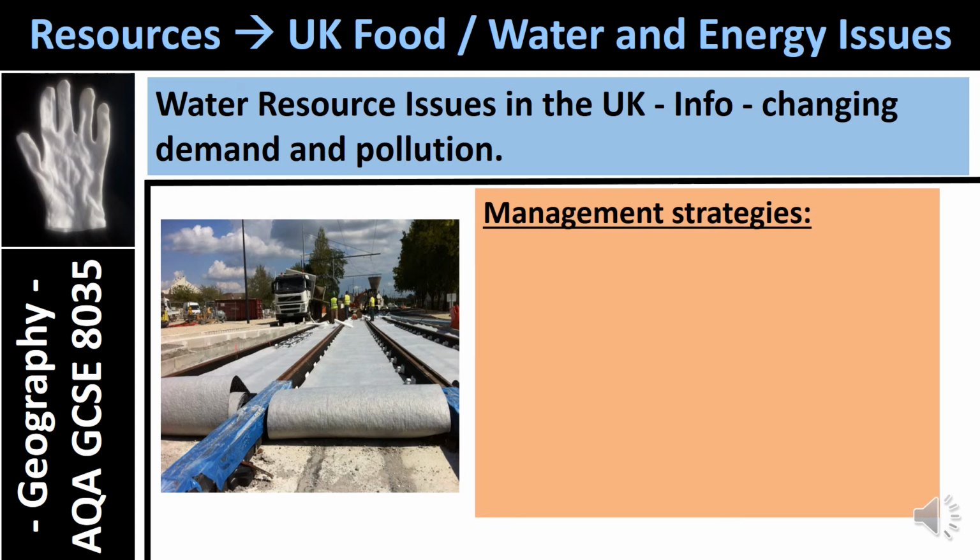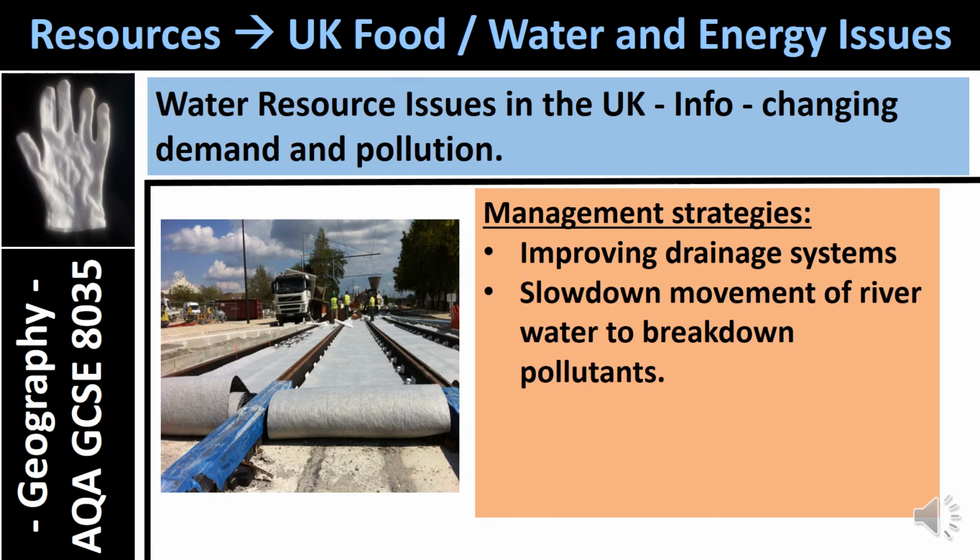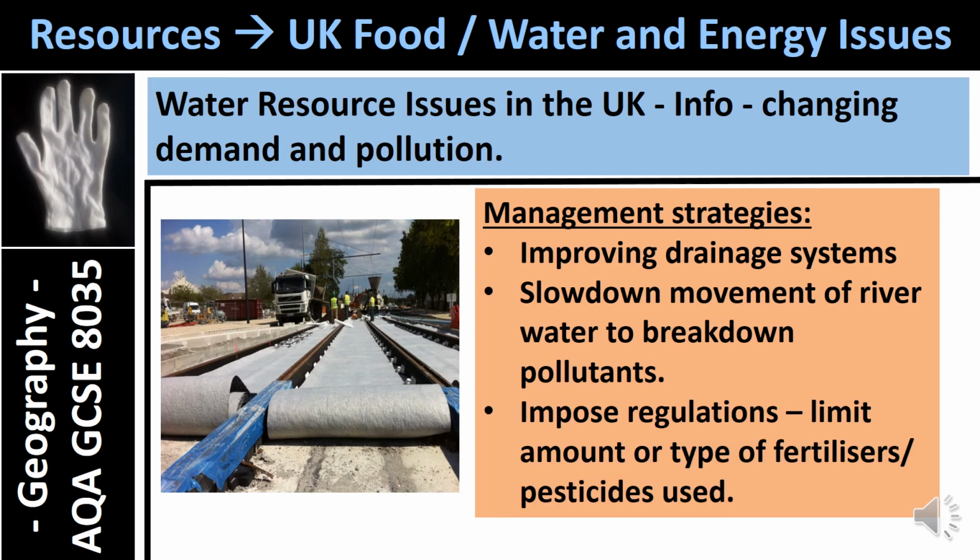How do we manage this though, and what management strategies are used? Improving drainage systems. By improving the drainage systems, we slow down the movement of river water. This allows pollutants to break down before this water supply is needed, making them less harmful or making it less required to have expensive, more intense filtration systems to remove these pollutants.